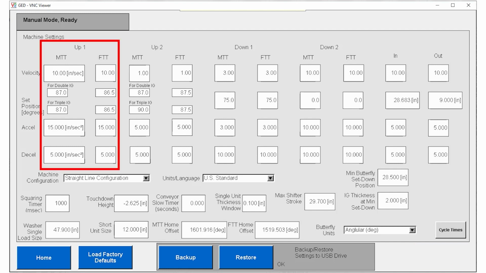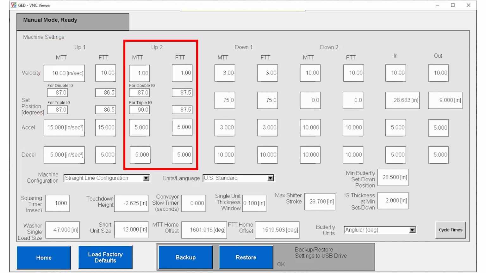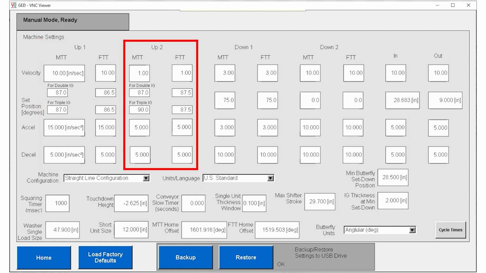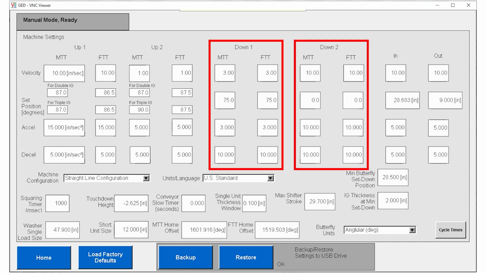The first move is called Up 1. The second move is called Up 2. Up 1 is a rapid move from the down position to an angle that is nearly vertical, but short of the final assembly position. Up 2 is a slower move to a steeper angle where the 2 halves of the IG will be assembled.